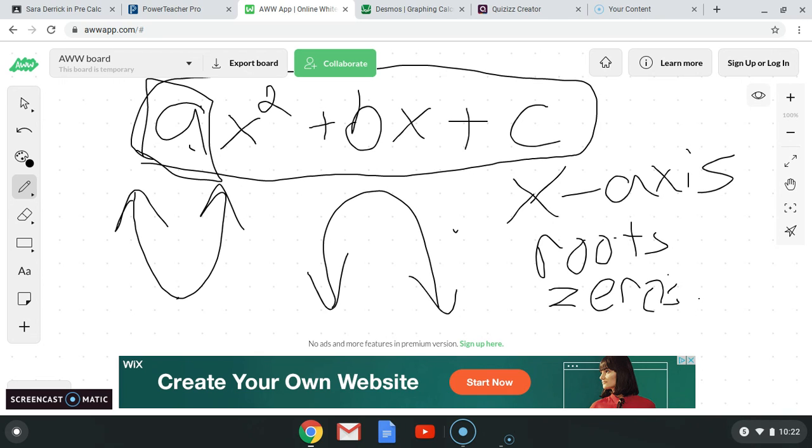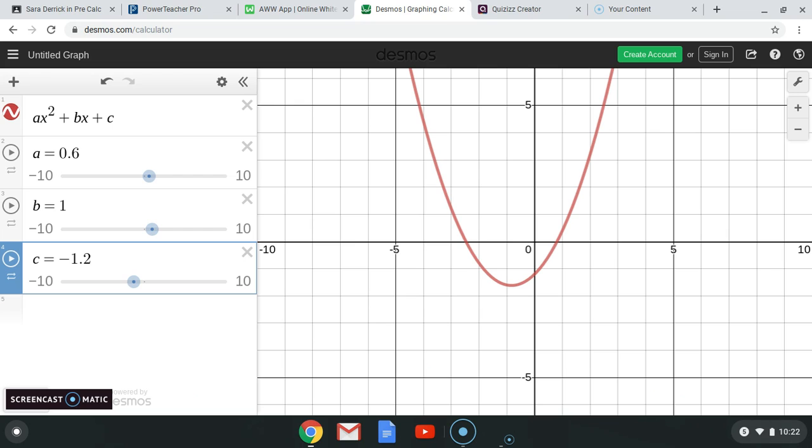Normally we would graph these by hand and find things and then have you figure that out. Then you go to Desmos, but with the online learning, you probably don't have graph paper at home. So I'm going to show you how to do this on Desmos. Here on Desmos, you can see here's a parabola. I have my ax squared plus bx plus c and I'm just showing you some things.